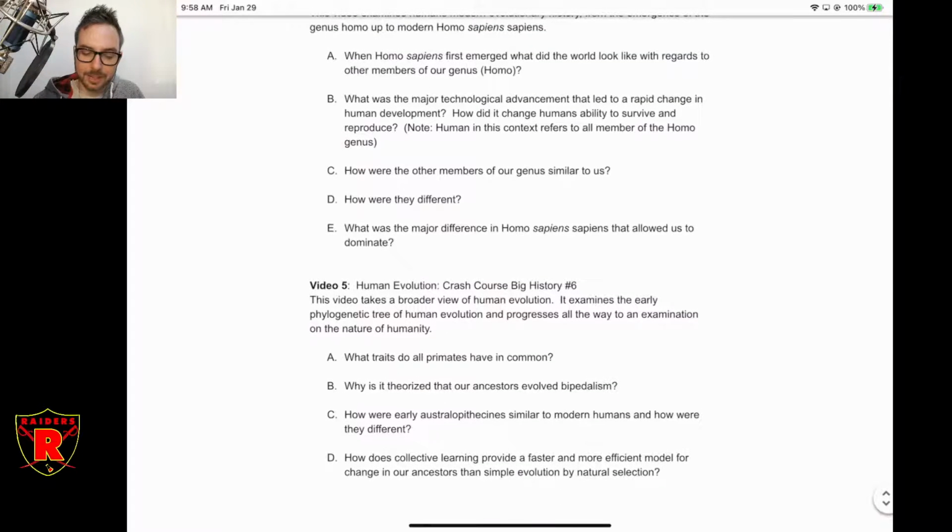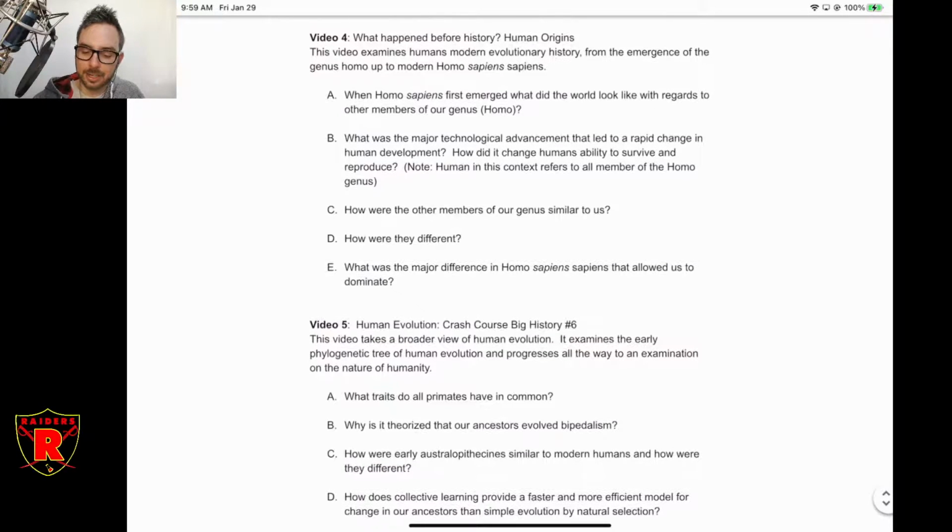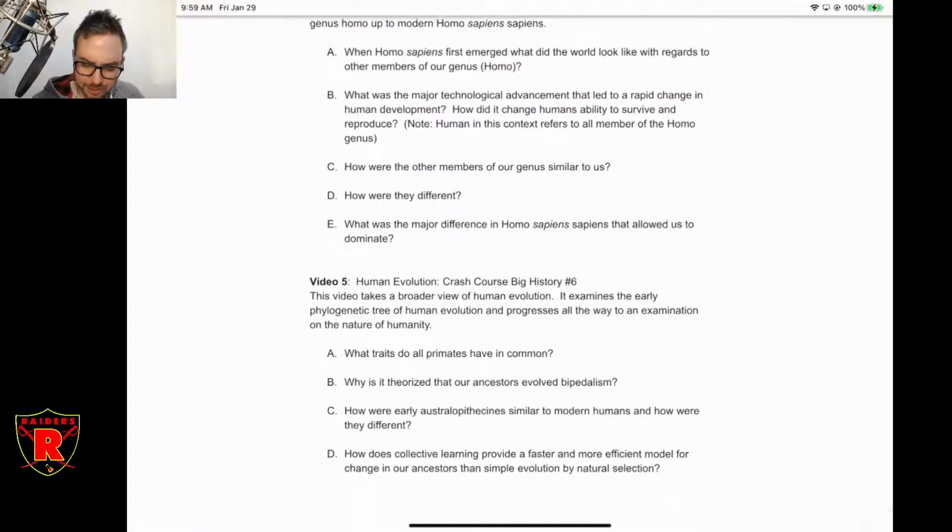So in that way, collective learning is faster and more efficient because it can very quickly spread to all members of the entire population. Whereas natural selection needs many, many generations in order to have the same change become part of the larger population. So hopefully that answered your question. That's the answer to question D.